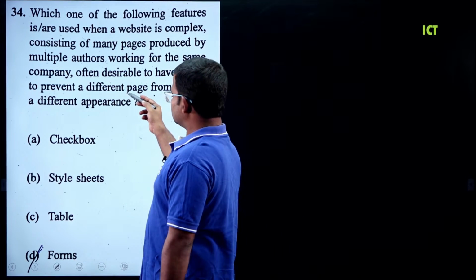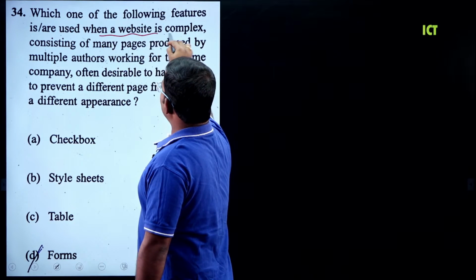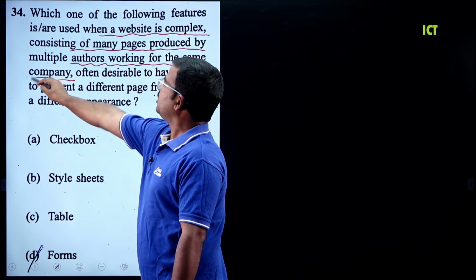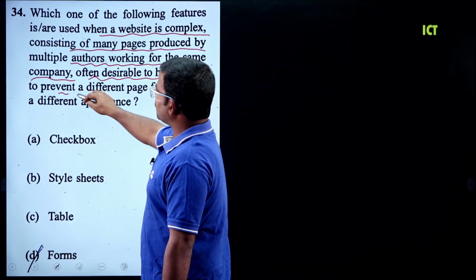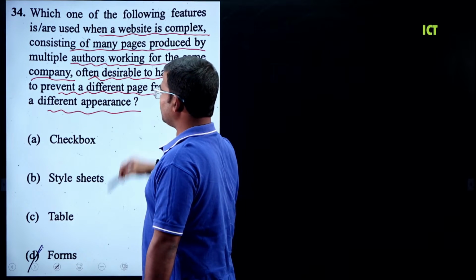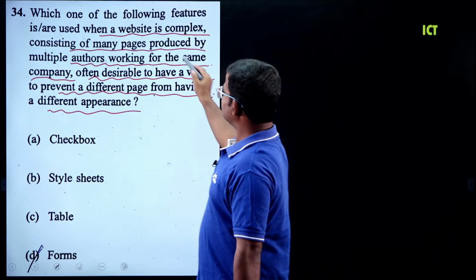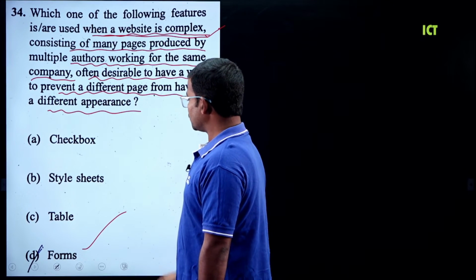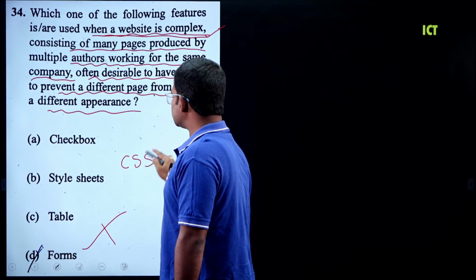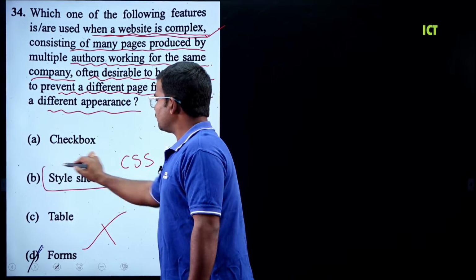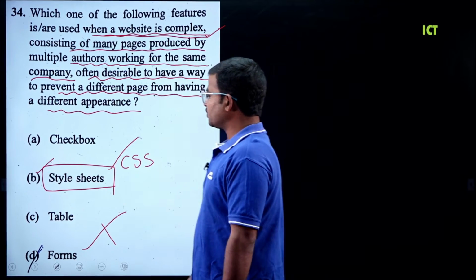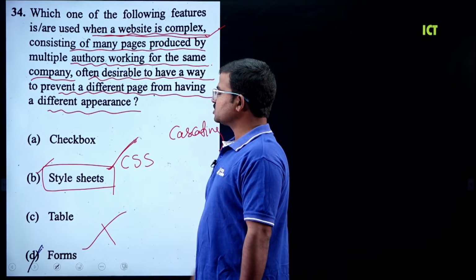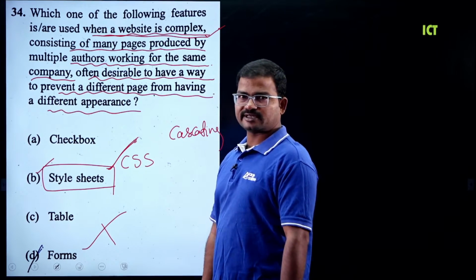Next one, which one of the following features is used when a website is complex, consisting of many pages produced by multiple authors working for the same company, okay. Within the same company, it is often desirable to prevent different pages from having different appearances, okay. Did you observe this question? Yes. So here this one is concerned with option D, nothing but forms, right? Sorry, this one concerns CSS, meaning cascading style sheets. Actually here they mention style sheets, right? So that's why here we have to consider option B is the right answer.